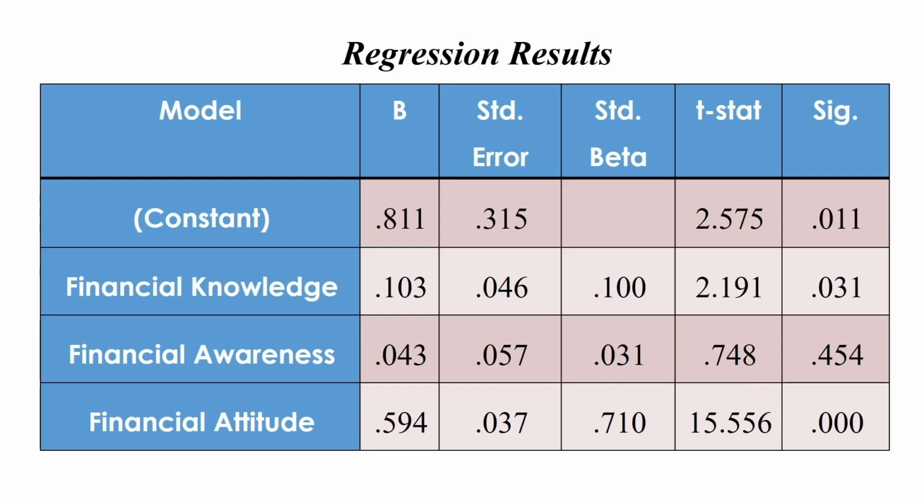Overall, the findings suggest that financial attitude is the most influencing determinant of personal financial planning, followed by financial knowledge, whereas financial awareness does not significantly predict personal financial planning in the model.